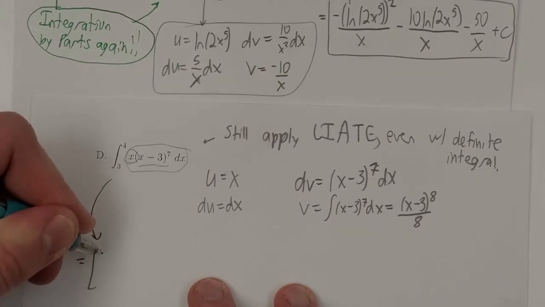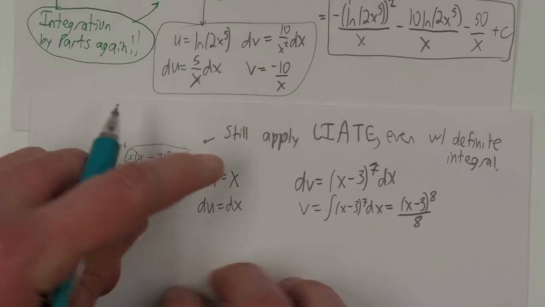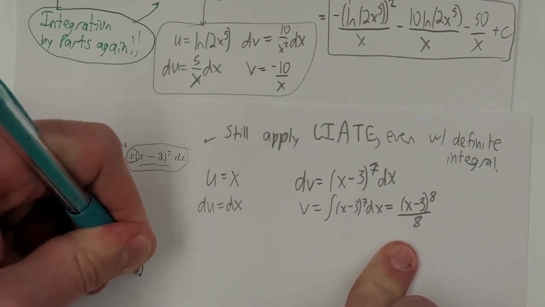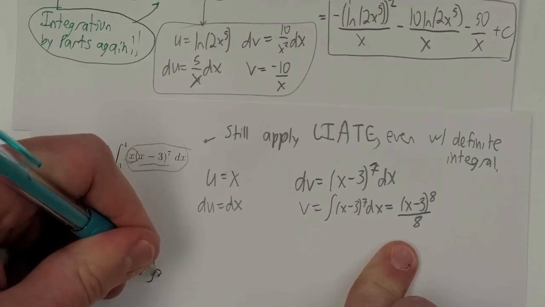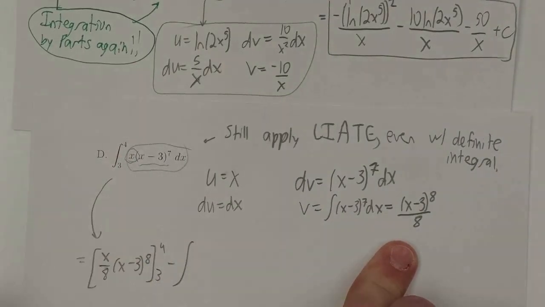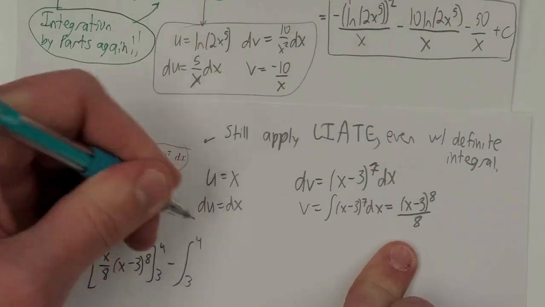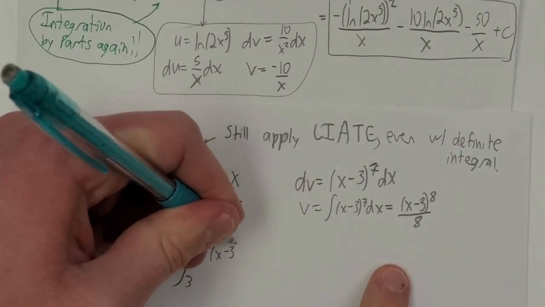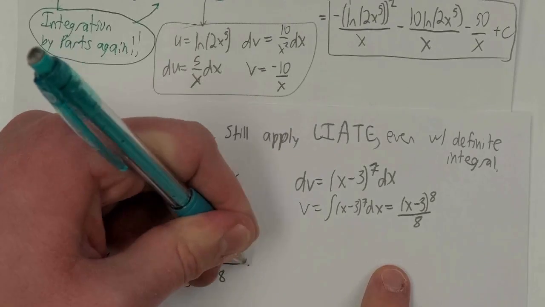So now we have u times v, so this would be x over 8 times x minus 3 to the power of 8, going from 3 to 4, minus the integral from 3 to 4 of v times du. So we have x minus 3 to the power of 8 over 8 dx.